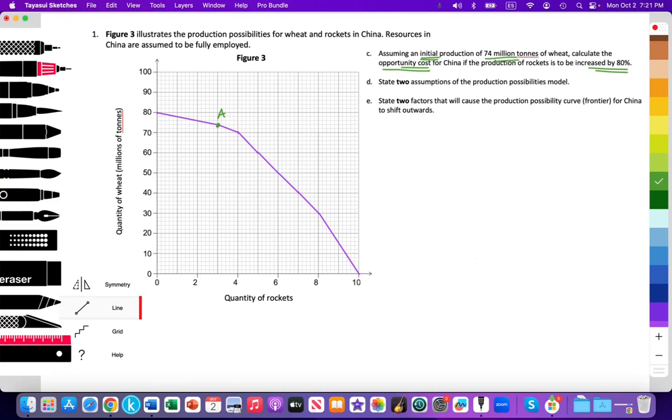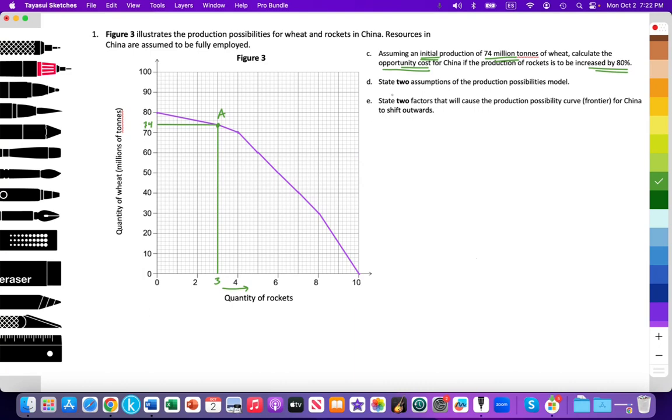And let's use our ruler to identify the quantity of rockets. We're producing 74 million tons of wheat, and the quantity of rockets here we can see is 2, 3. So I'm going to mark that. That's my initial production of 74 million tons, and here we have 3 rockets being produced. Okay. So we have to calculate the opportunity cost of increasing rocket production by 80%. So we're going to increase rocket production by 80%. So let's figure that out.